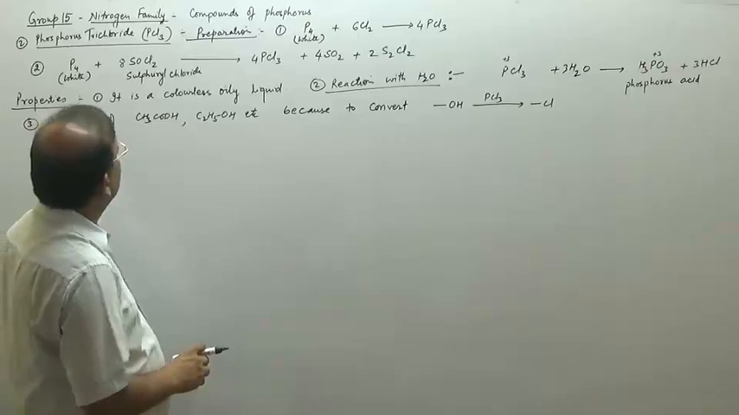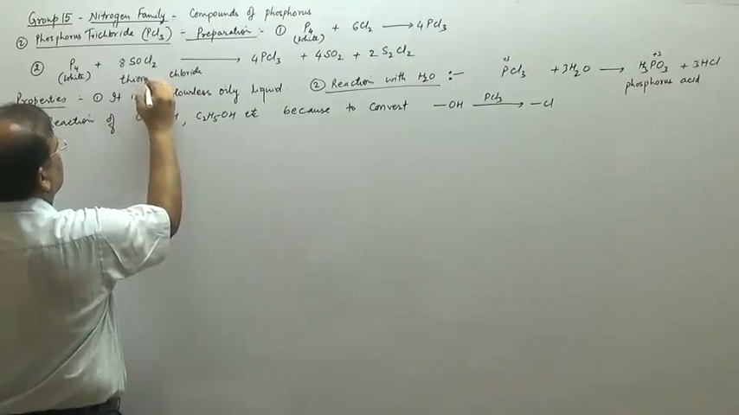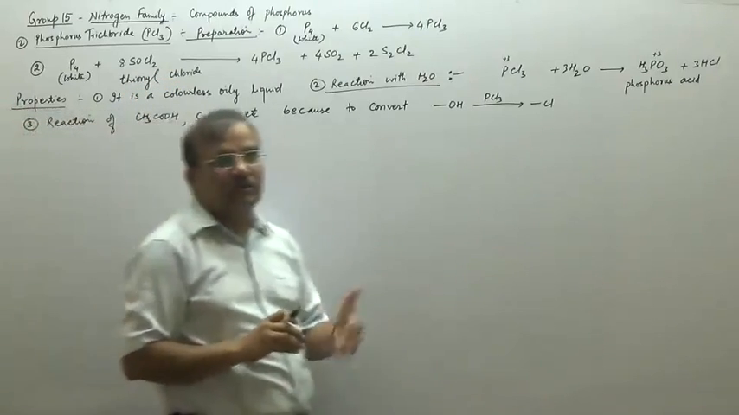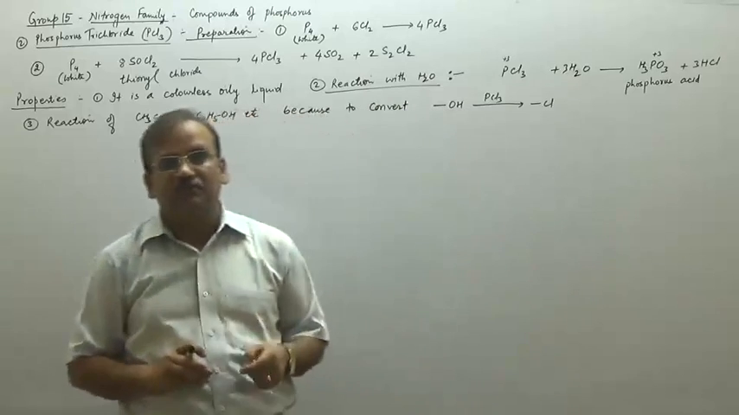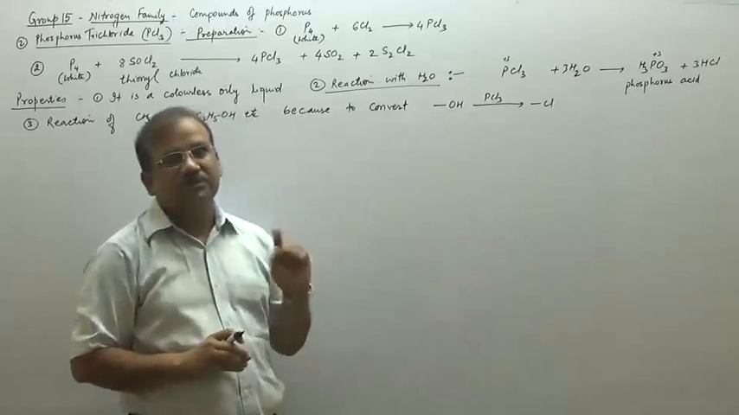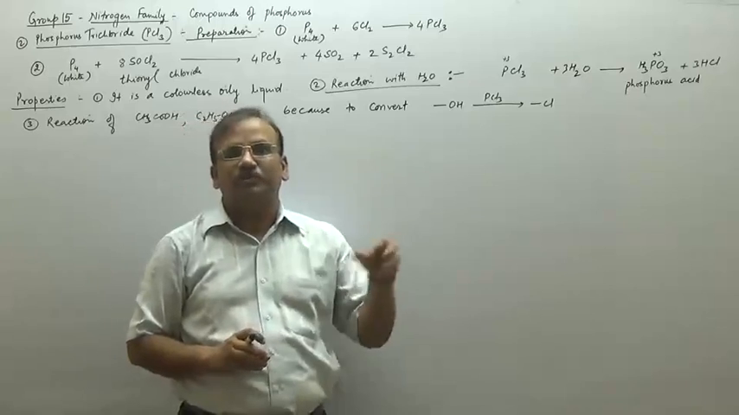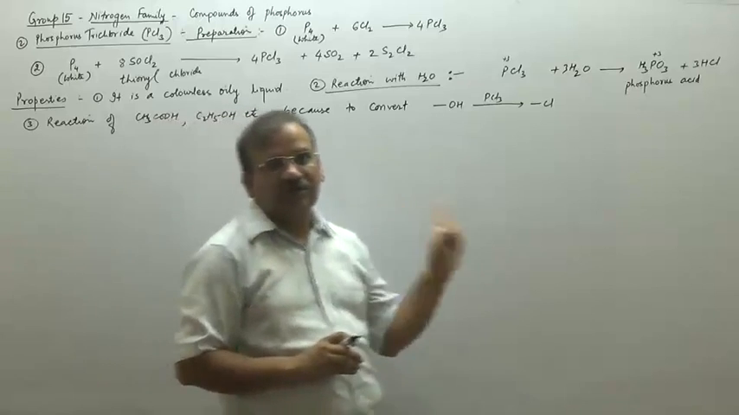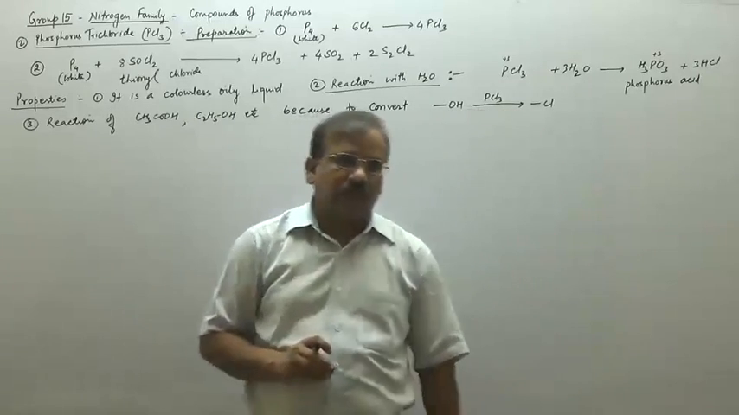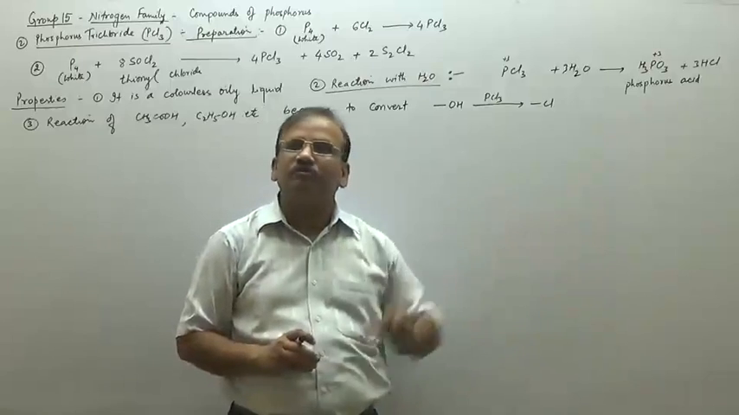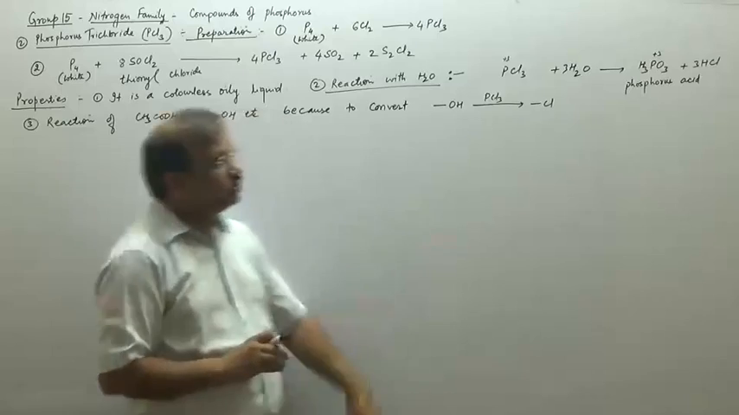I'm sorry, it is thionyl chloride, because sulfuryl chloride is SO2Cl2, but this is thionyl chloride. Sulfuryl chloride is used for the preparation of PCl5. The thionyl chloride is used for the preparation of PCl3. Because if it were sulfuryl chloride, then we should write PCl5, not PCl3. So sulfuryl chloride is used for the preparation of PCl5, whereas thionyl chloride is used for the preparation of PCl3.